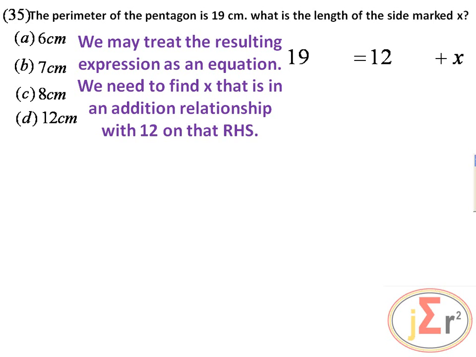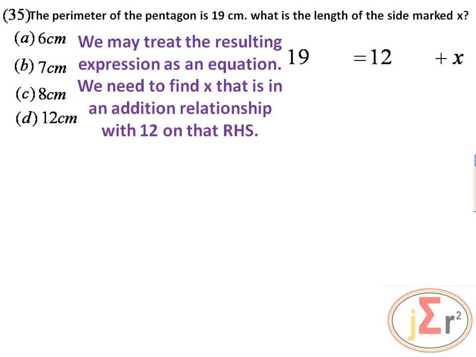Now, in solving the equation, we need to eliminate the 12 from the same side that we have x. So we eliminate the 12, and when we do that, we will just have x on that side. And whatever we have on the other side is what x will be equal to.